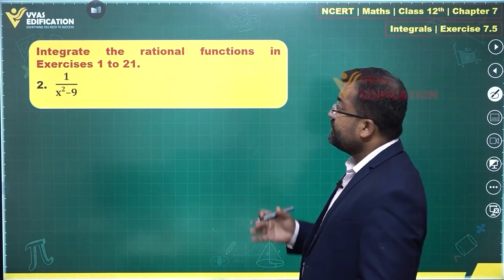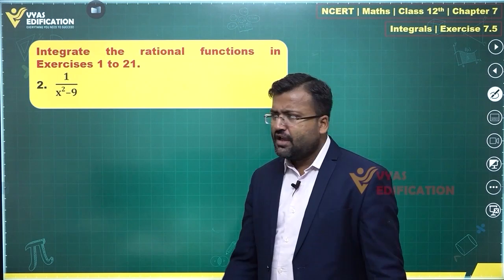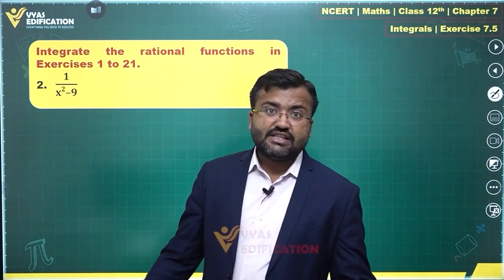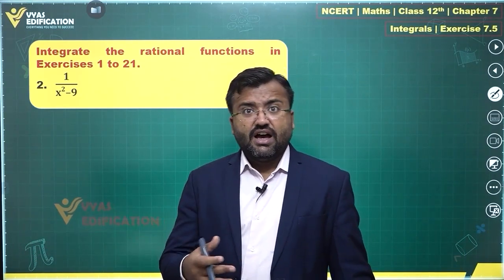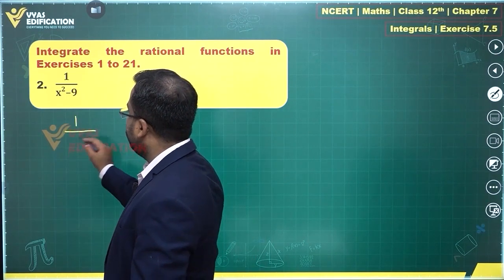Second question says integrate 1 upon x square minus 9. How do we deal with this? Once again, the first important thing to note here is the degree of the numerator, as you can see, is less than the degree of the denominator. So the first step is okay. After that, we need to factorize the denominator. So let's focus on factorizing the denominator.